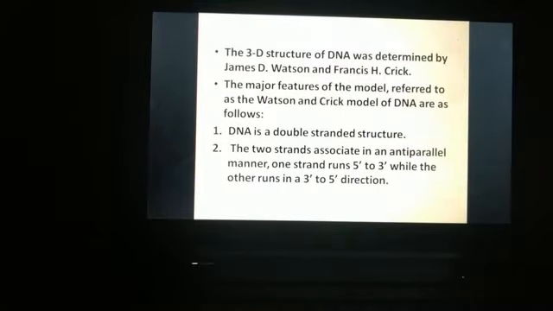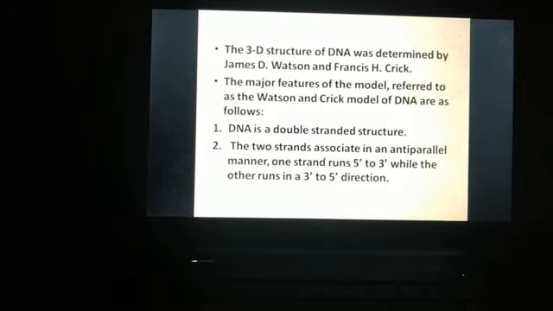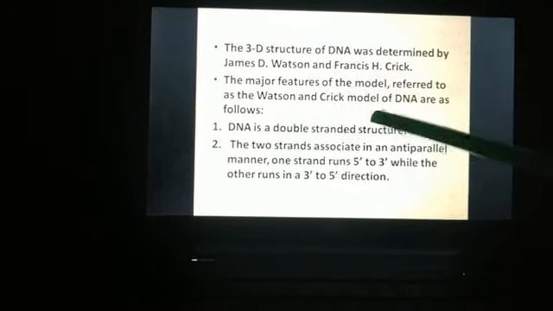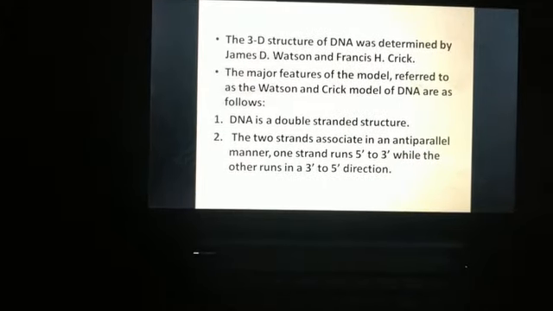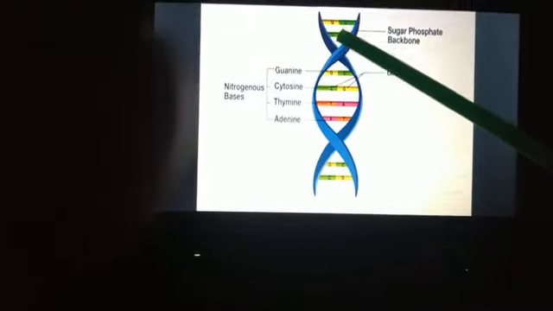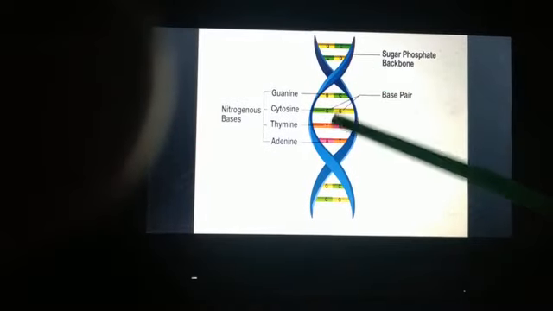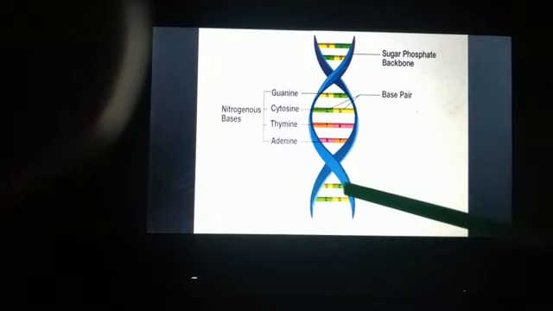The second point is the two strands associated in an anti-parallel manner. One strand runs in 5 to 3 direction while the other runs in 3 to 5 direction. So both these strands are anti-parallel to each other. One will be 5 to 3, another one will be 3 to 5.